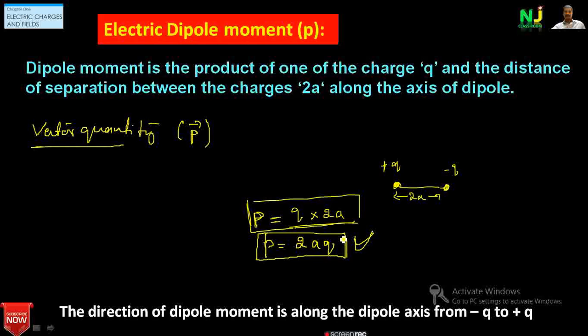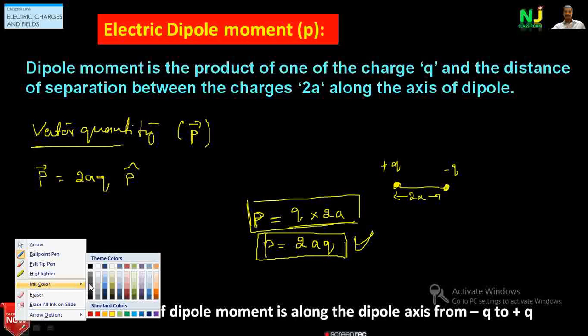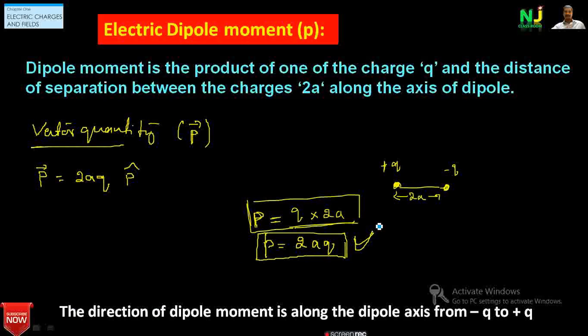So in terms of the vector, the dipole moment can be written as p vector is equal to 2aq into p cap. Remember, the dipole moment always acts from the negative charge to the positive charge. This is the direction of the dipole moment. It is always acting from negative charge to the positive charge.